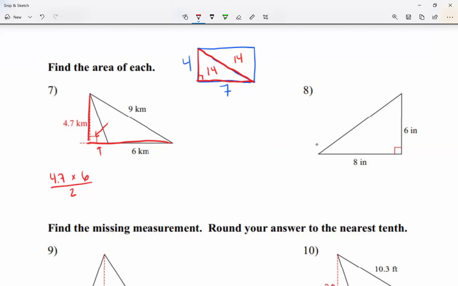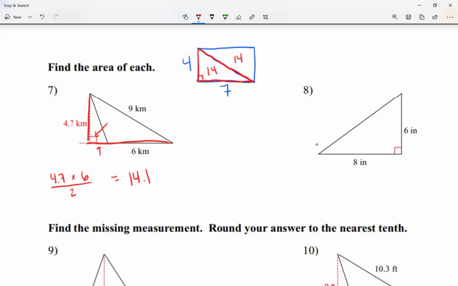Okay, so let's take a look. I'm just going to go 4.7 times 6. And then that's 28.2. When I divide this by 2, I get 14.1. If we're dealing with measurements, it's kilometers. The measurements to begin with were kilometers. So I do kilometers to the second power. We call it square kilometers. But again, I'm just interested in you knowing how to do the work.